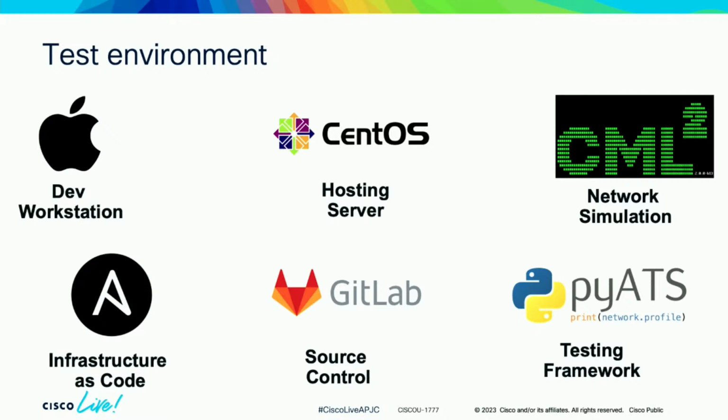So I'm performing the changes in my CML, making sure that they're not introducing any breaking changes. And then all the changes I'm doing with Ansible, so I have Ansible playbooks. GitLab is the source control and also the CI/CD component. And then I'm using pyATS as my testing framework because I want to take snapshots of my infrastructure, right?